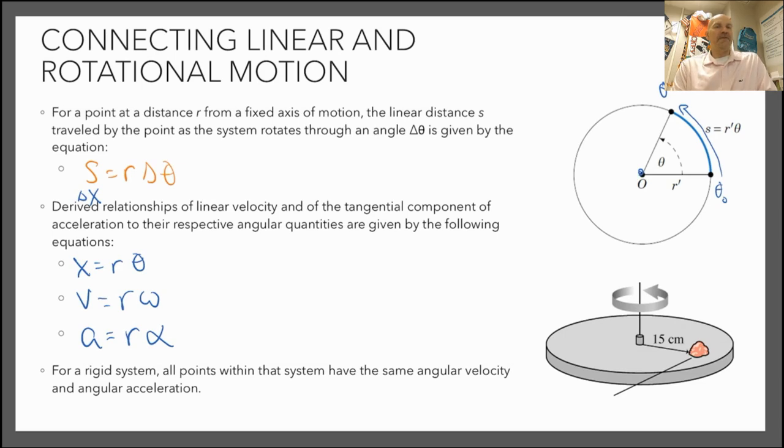I'm trying to say quantities or variables. So you have position is r times theta, again, arc length. Linear velocity, so the tangential velocity as it travels around the circle, is r omega, so r times the angular velocity. And the linear acceleration is r times alpha, r times the angular acceleration.